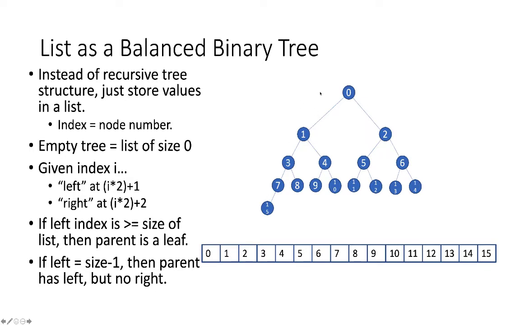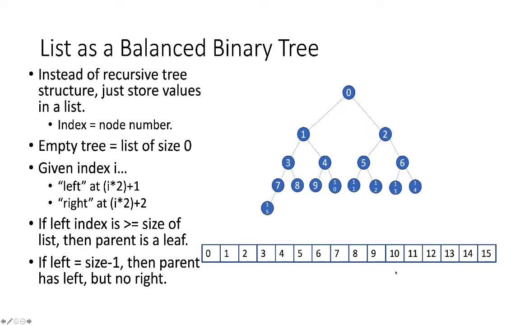And if we want to go right from there, then we can take node 1, multiply by 2, and add 2, and that gives us node 4, which is our right child. And let's say we want to go right again, then we can take 4, multiply by 2 to give 8, and then add 2, and that gives us node 10.